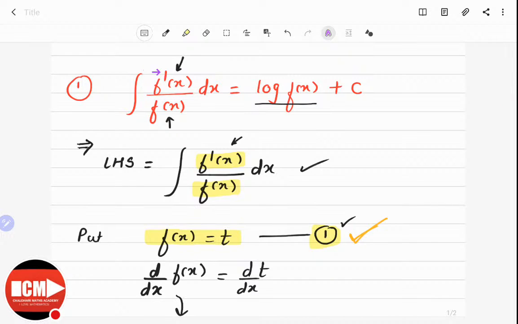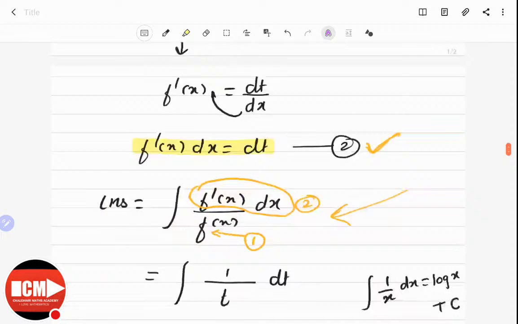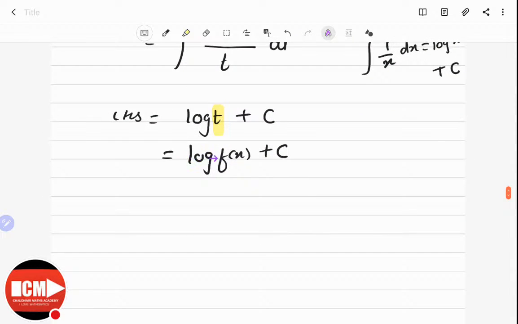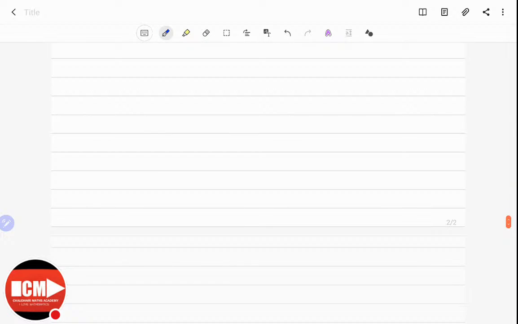Overall, the corollary is the integration of f dash of x upon f of x is log of f of x plus c. This is the right hand side of this corollary. And if you observe, we also got this right hand side as log of f of x plus c after substituting. So this is equal to RHS, and this is a simple proof of this very interesting corollary. Let me explain the meaning of this corollary, and how it will help you in solving integrations, with this simple example.